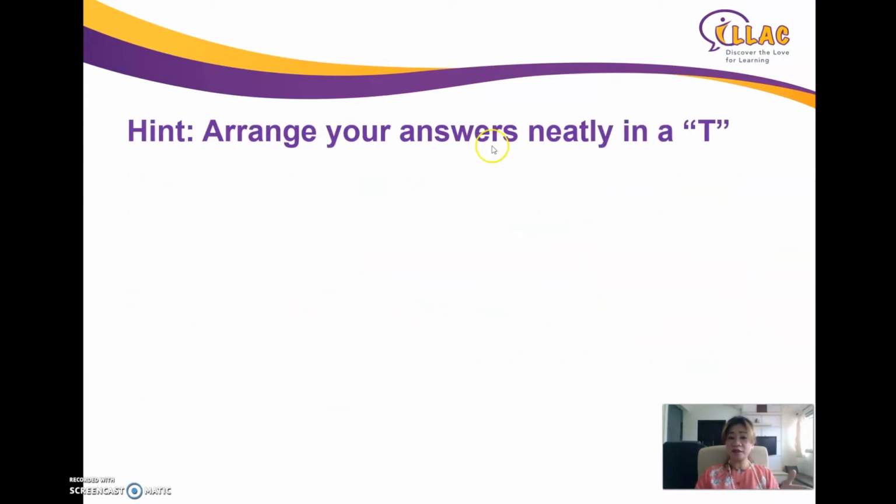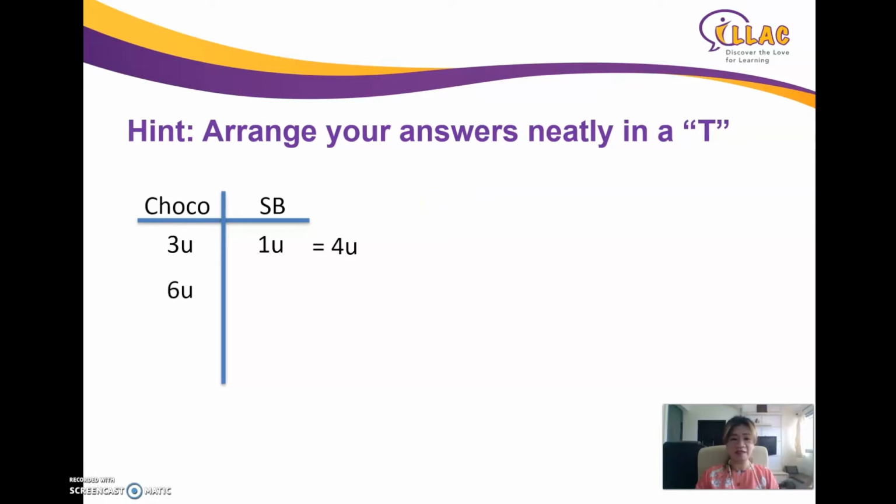Okay, so the hint, arrange your answers neatly in a T. How do we arrange that? There's chocolates and there's strawberries. Chocolates is 3/4. Strawberries will therefore be 1, and the total units is 4, correct? Okay, so very clear, very neat over there. So then they say, okay, chocolates, I have 6 parts and I sold 5 parts out of it. 3, at first I have 3. How to make them into 6? Very simple, I just times 2, isn't it?